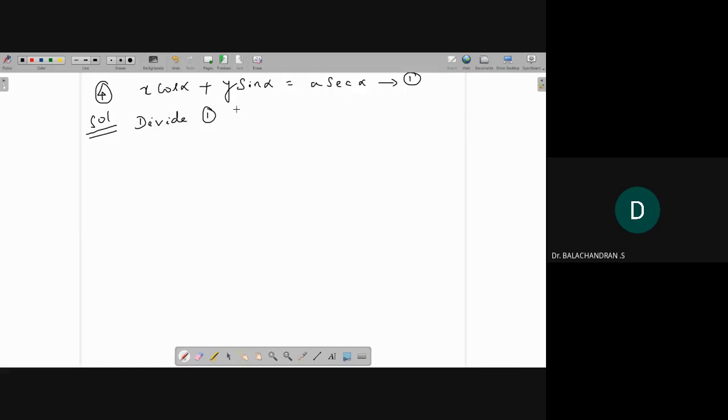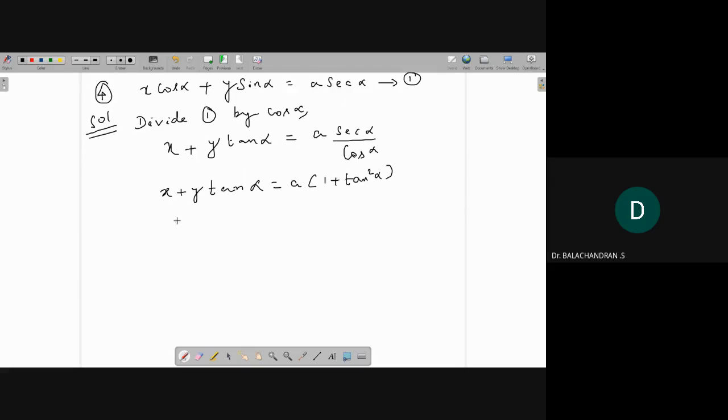Divide 1 by cos alpha. If you divide by cos alpha, you'll get x plus y sine alpha by cos alpha, which is tan alpha, equal to a secant alpha divided by cos alpha. So x plus y tan alpha equal to a into secant square alpha. Secant square alpha you can write as 1 plus tan square alpha.